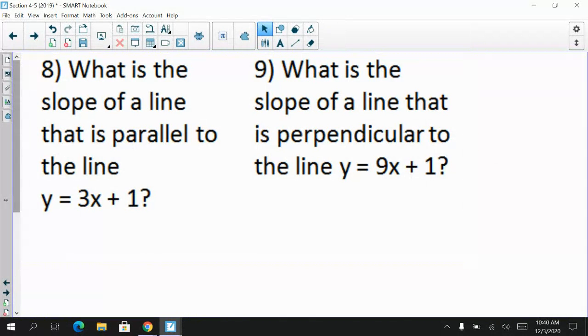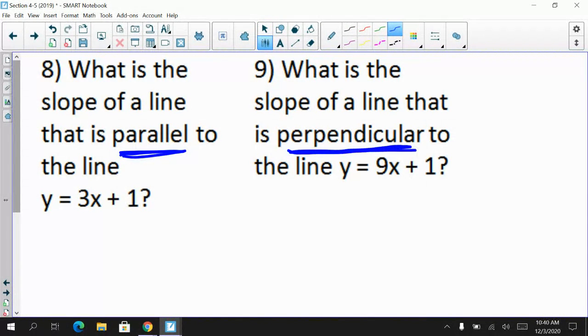Got a couple here. Why don't you guys, again, take a minute, try both of these. First one is parallel. Second one is perpendicular. So number 8, parallel. Number 9, perpendicular.